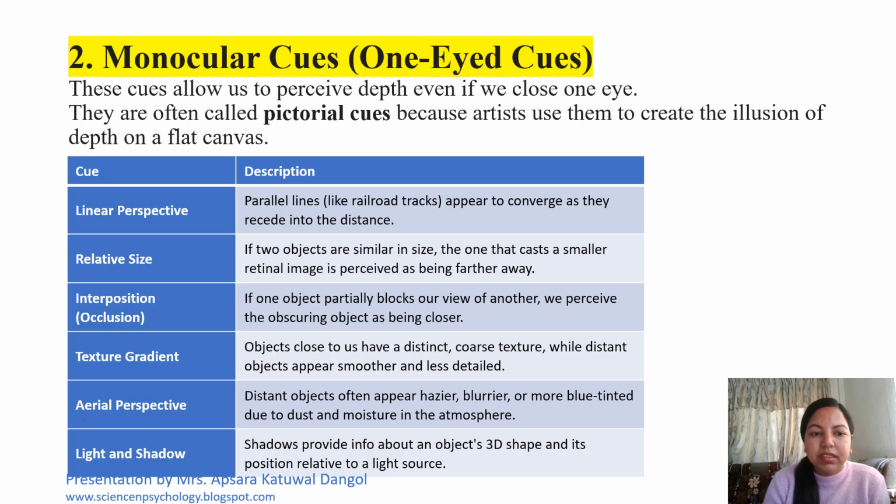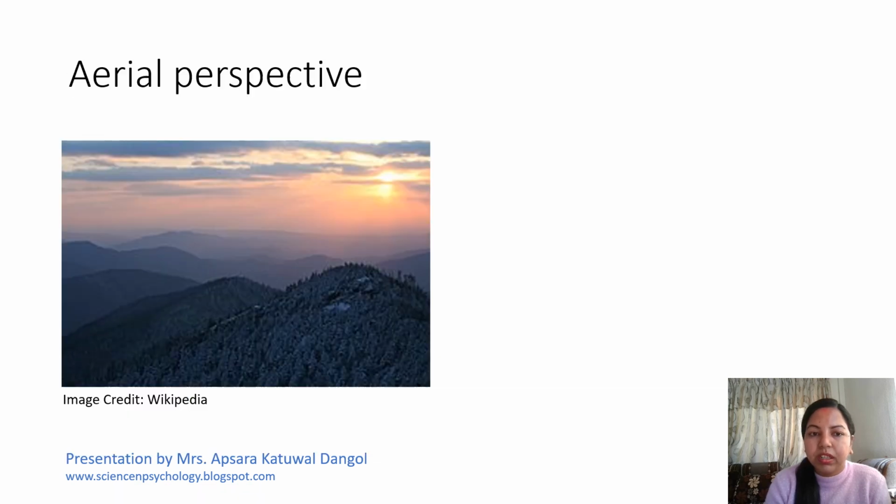Next is aerial perspective. Distant objects appear hazier, blurrier, or more blue tinted due to dust and moisture in the atmosphere. So when we see this image, yes, we can see this kind of blue tinted texture. It can be because of the air molecules and moisture present in the atmosphere, which is the aerial perspective.